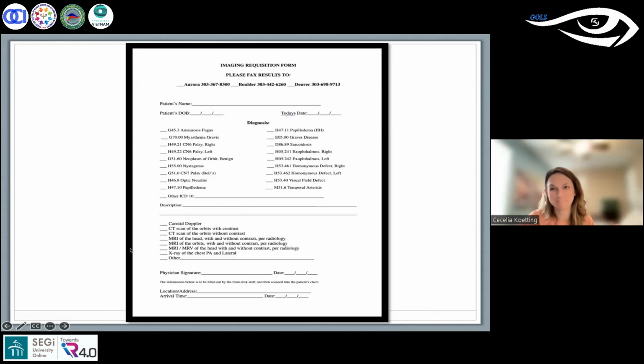So this is my ordering form for testing. This is just the most common things that I've had to send patients out for a scan. It just makes it much quicker for me so that I can put all of my information in one spot and send it with the patient.